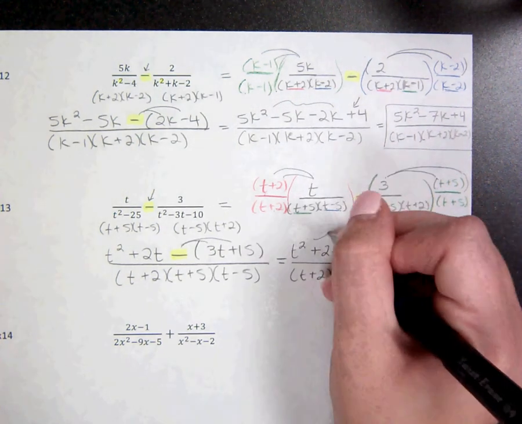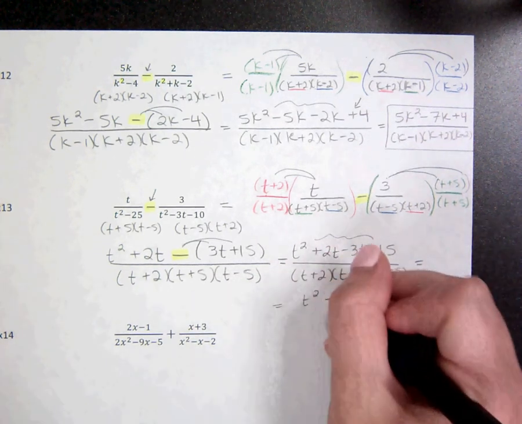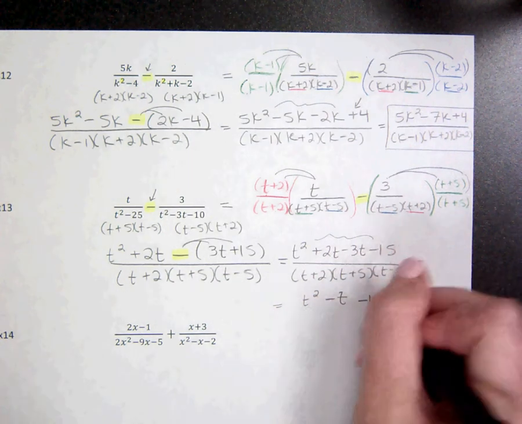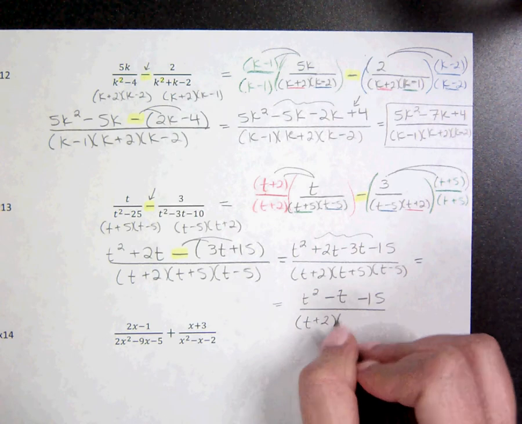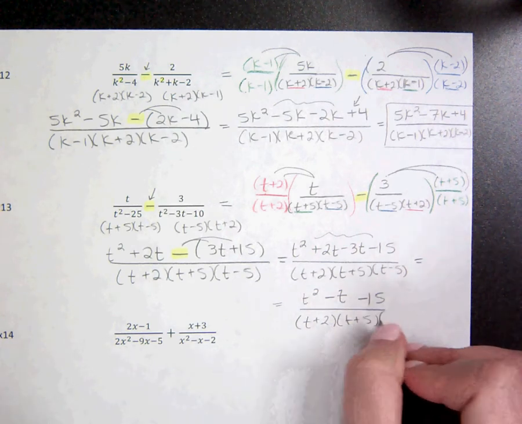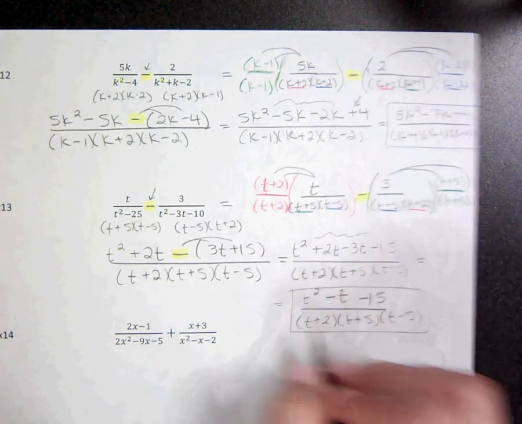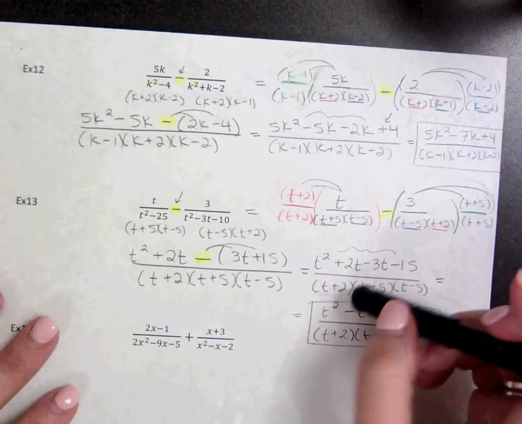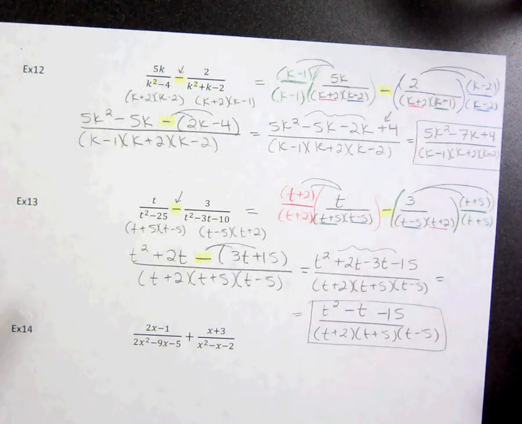And then I'll combine like terms for a final answer of t squared minus 1t minus 15 over t plus 2 times t plus 5 times t minus 5. And feel free to use extra paper, just because it depends on how big you write, but you want to make sure it's nice and neat and organized, and you can follow each step.